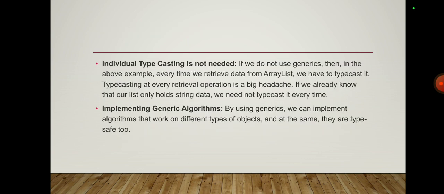Then individual type casting is not needed. If we do not use generics, then in the above example, every time we retrieve the data from the array list, we have to typecast it. Typecasting at every retrieval operation is a big headache. If we already know that our list only holds string data, we need not typecast it every time. Implementing generic algorithms: by using generics, we can implement algorithms that work on different types of objects, and at the same time they are type safe too.